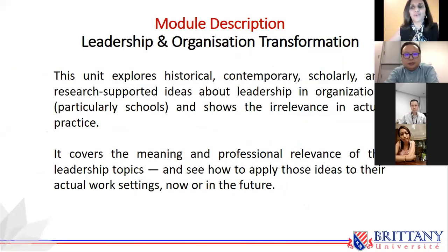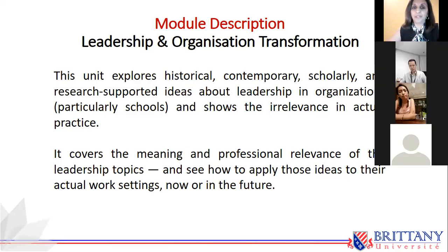So let's just first start off with what is the purpose of this module? Okay, what is the description of what you're going to learn? So leadership and organization transformation. Those three words are so powerful. There is leadership in there about how you're going to lead. There's organization, which is your company. And then there's transformation. And transformation is an even more powerful word than leadership, because with the right leadership, you will be able to change your organization. And that is what this module aims to bring forward to you.